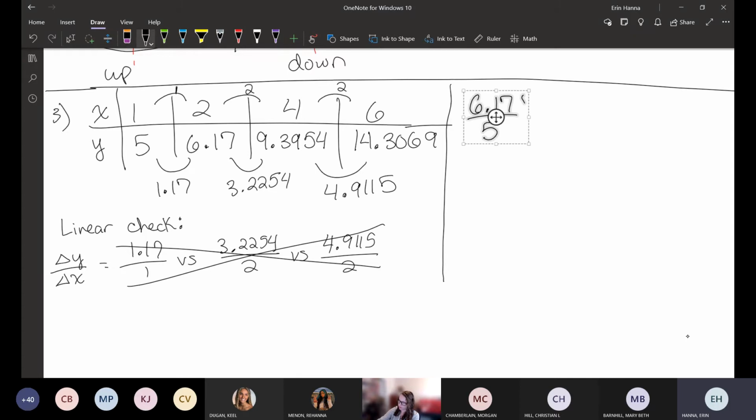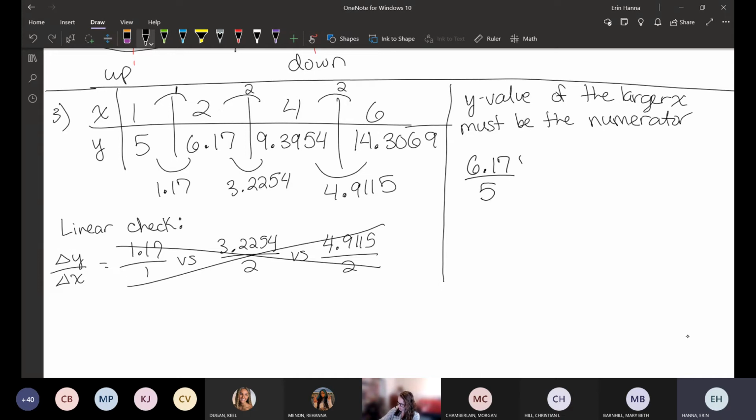I'll move this down real quick. The y value of the larger x must be the numerator. This might mean, not in this case, I probably should have done that, that sometimes you're putting the smaller y value on top. It's always the y value of the larger x value that must be in the numerator. So if we do that ratio, we get 1.2234.